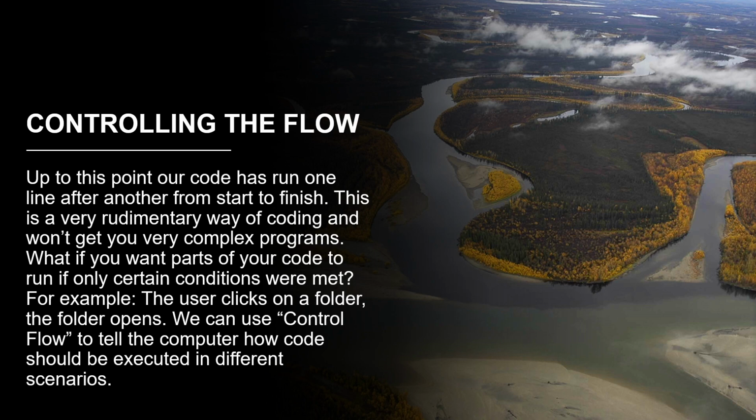So what if you want parts of the code to only run when certain conditions are met? For example, if a user clicks on a folder, the folder opens. We don't just constantly have those folders opening over and over again. We only have that happen when a condition is met. We can use control flow to tell the computer how code should be executed in different scenarios.